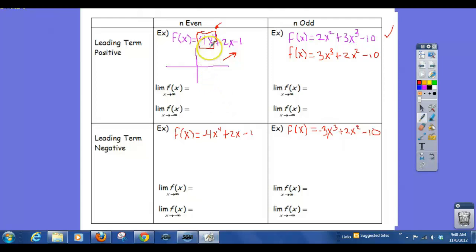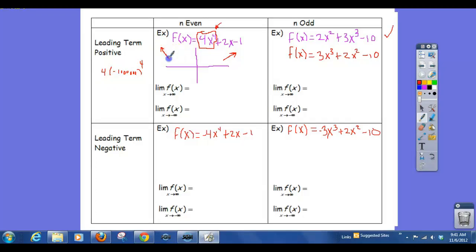Now, on the other hand, if I plug in a number like negative a million, then I've got 4 times negative a million to the fourth. Okay, so we just do our analysis on that. Well, what kind of number is negative a million to the fourth? It's a really big positive number because you're multiplying a negative times itself 4 times. So this becomes a positive number times a positive, so that's also positive. So when you plug in a really big negative x value, it also goes to infinity.